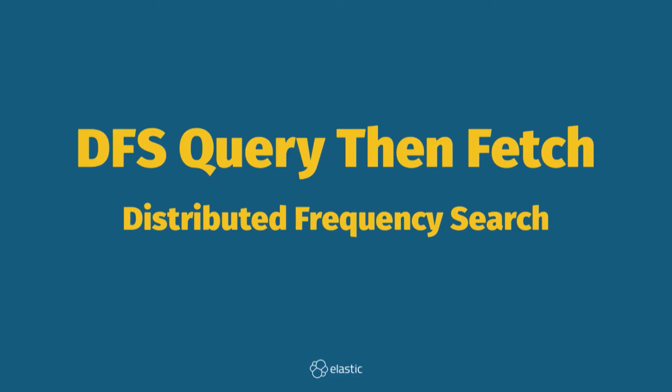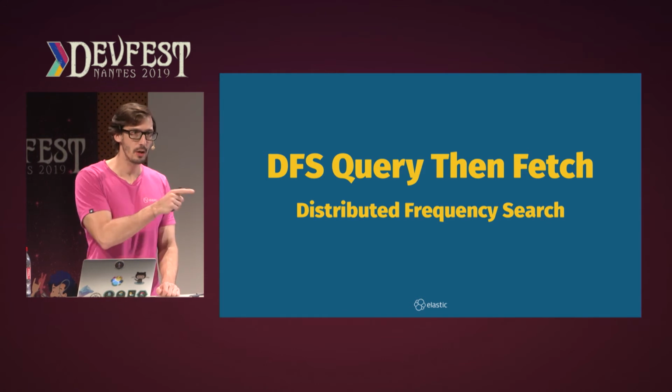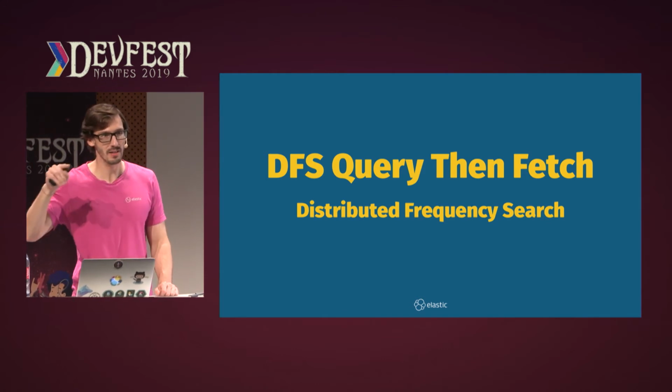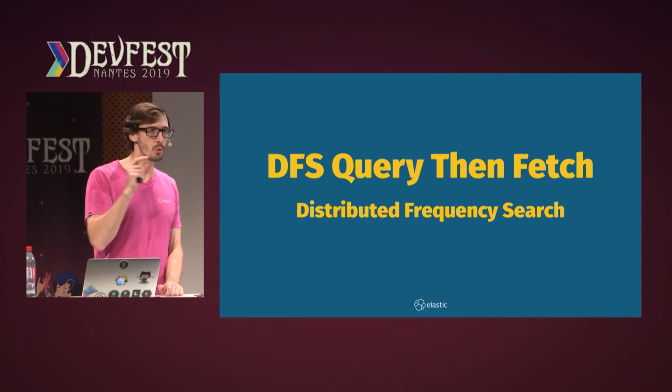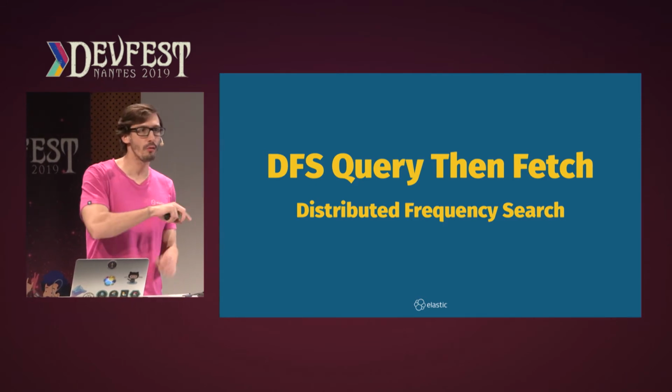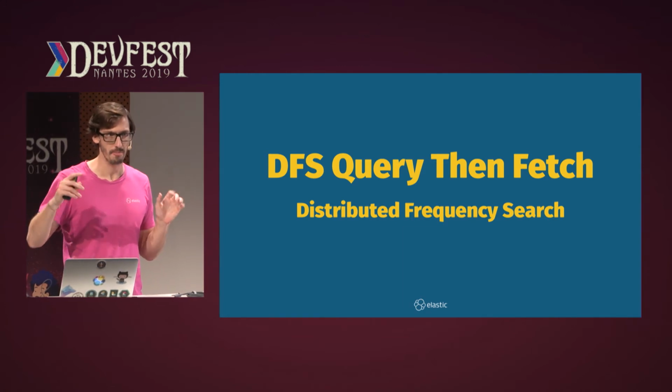What you can then do is add another step before that, which is called DFS query then fetch, distributed frequency search query then fetch. Basically, you do a first step where you go to all the shards and say, hey shards, how many looks do you have? And then in the second query phase, you tell the shards, by the way, it's not just 2 looks that you think you have. Overall, it's 64 looks, so calculate that correctly.